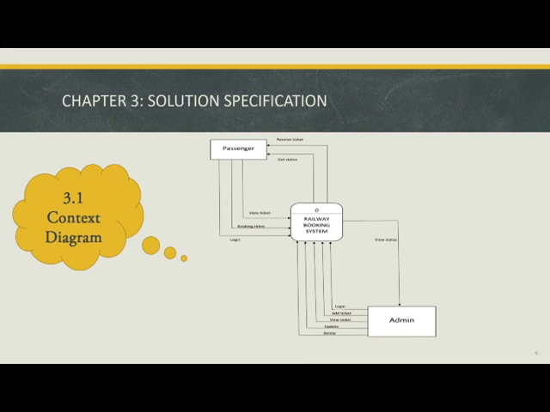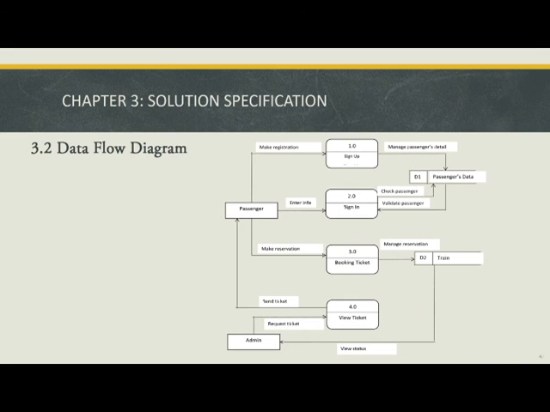The passenger entity has four outgoing flows, which are booking tickets, view tickets, sign up to the system and log in, and also has ingoing flows that receive the ticket and get the status of the booking. Meanwhile, the administrator entity has 5 outgoing data flows, which are log into the system with username and password, add a ticket, view the booking ticket of the passenger, update the information of the trains, and also delete the data from the system.